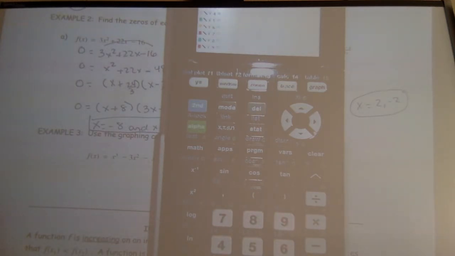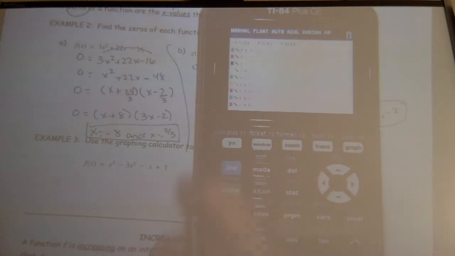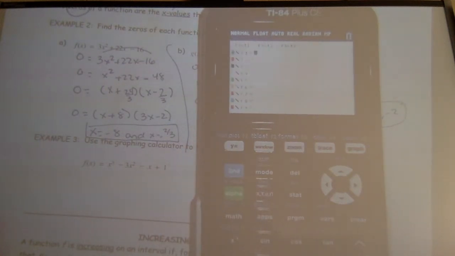So, in that space, you're going to type the equation. To find the variable, see where it says alpha, the green alpha button? Right next to it is x, t, theta, n. There's where you get your variable. So hit that. I need to cube it. Caret key right here, 3 will cube it.